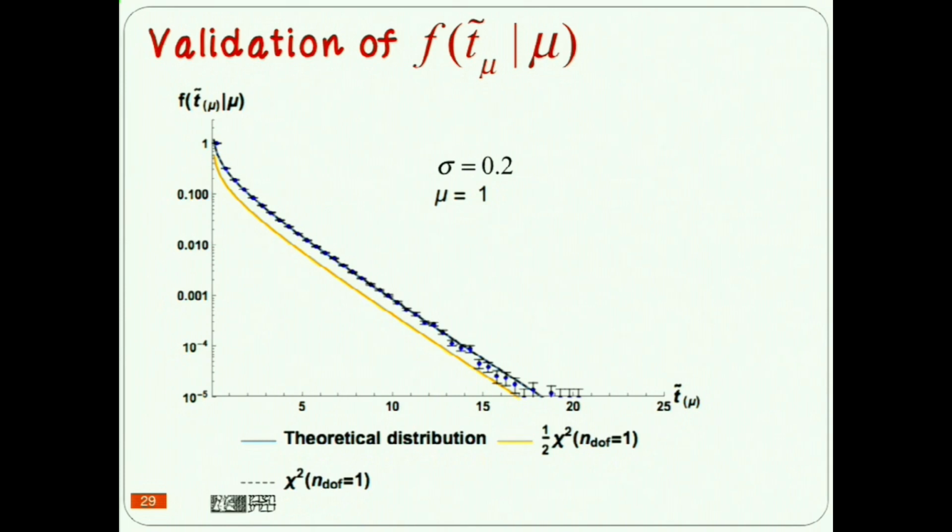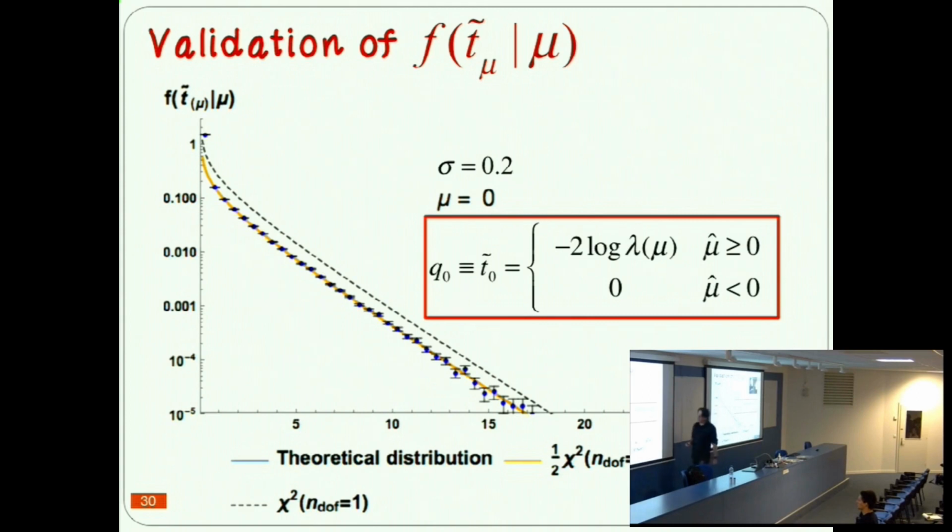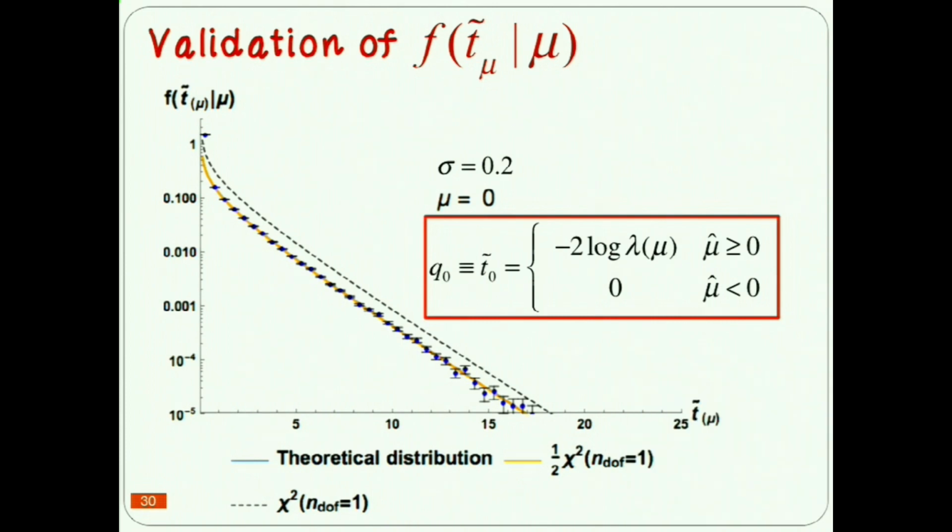For example, if my truth mu is 1, I get a chi-square with 1 degree of freedom, and if my truth mu is 0, I get half a chi-square with 1 degree of freedom. But this shouldn't surprise you, because if you look carefully at the table of possible test statistics that I gave you, and you compare T tilde 0 with Q0, you will discover that they are identical. So Q0, our test statistic to test background and make a discovery, is identical to T tilde 0. And that's why it distributes like half a chi-square with 1 degree of freedom.